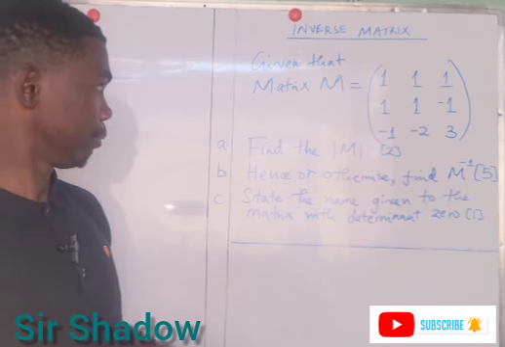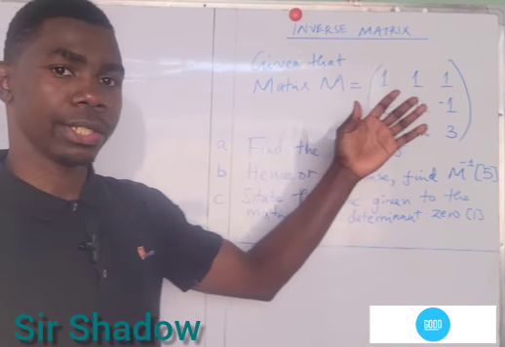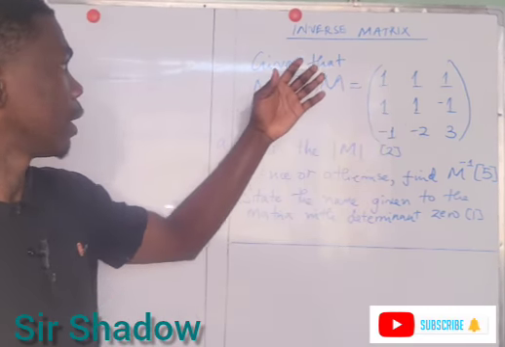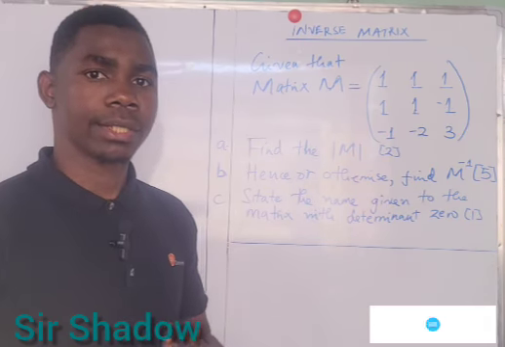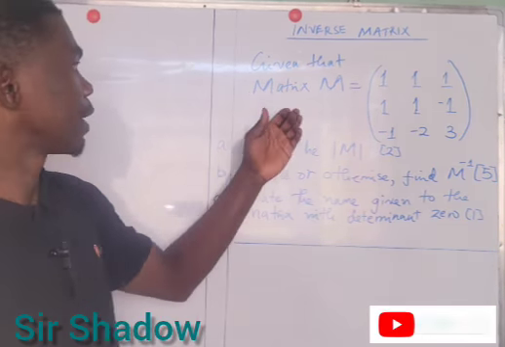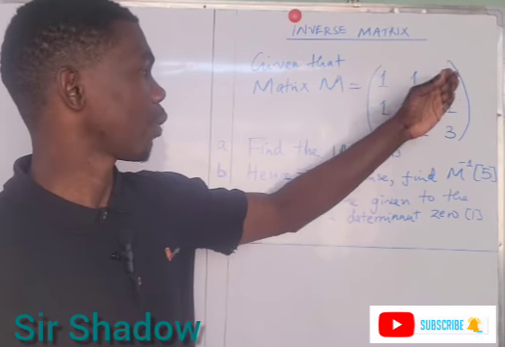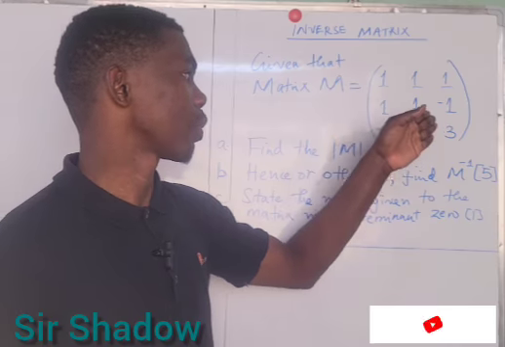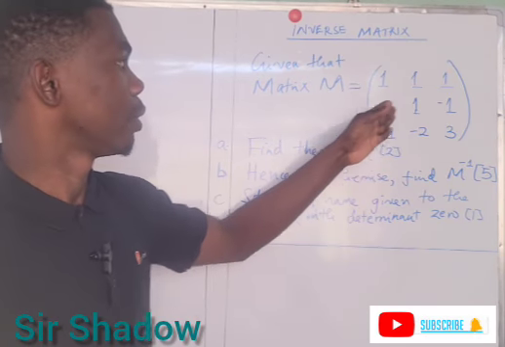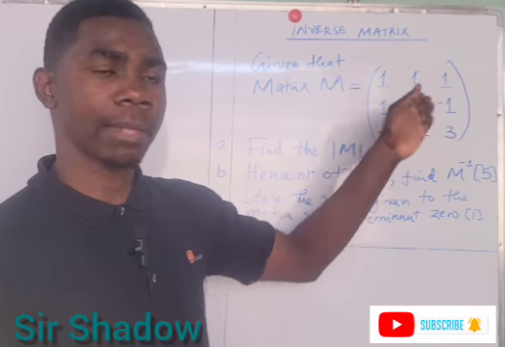Even your classmates. What we have today, we are given a question on a matrix. Given that matrix M is equal to 1, 1, 1, 1, 1, minus 1, then minus 1, minus 1, 3. Meaning that this one is a 3 by 3 matrix, right?